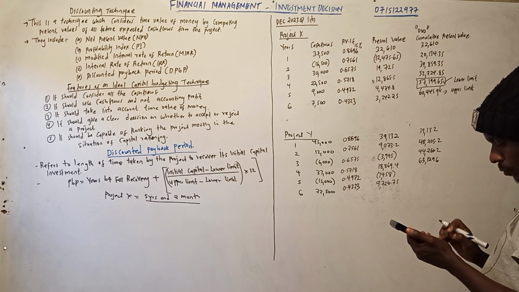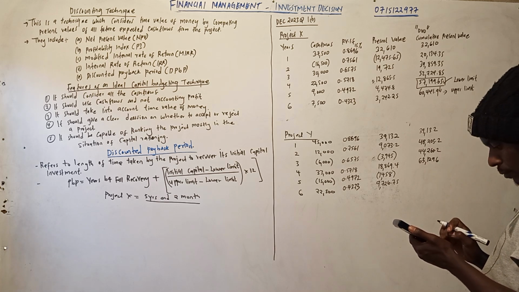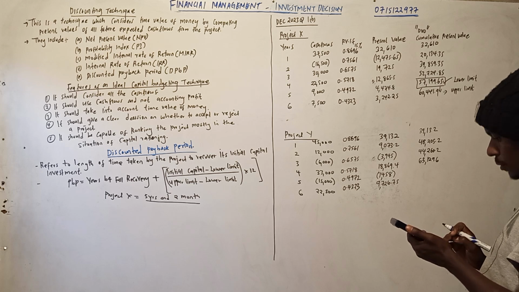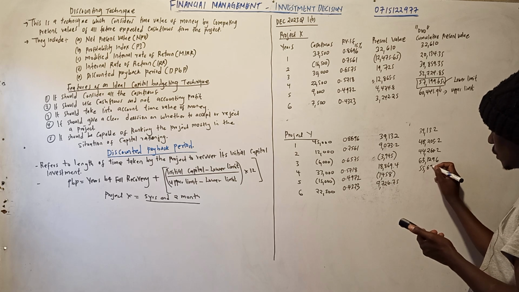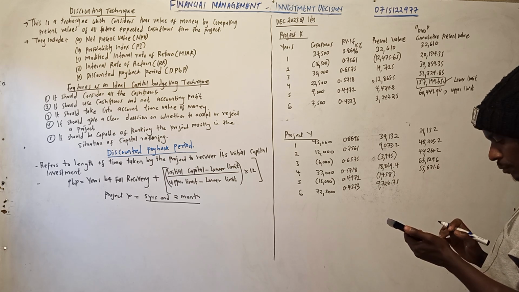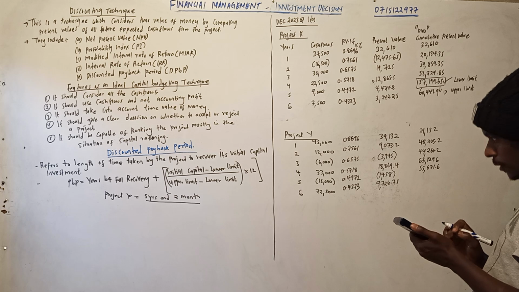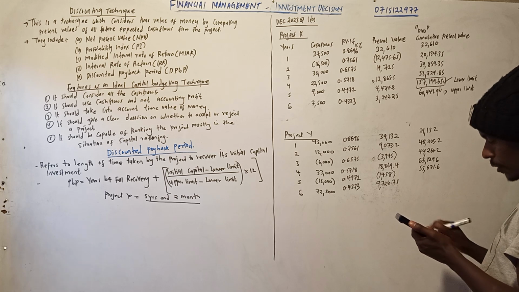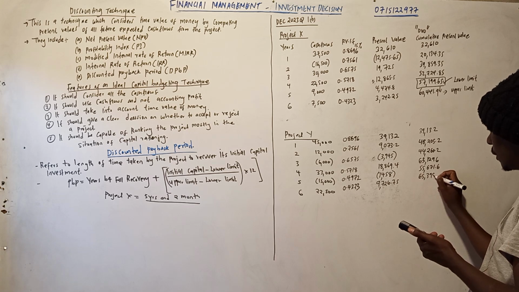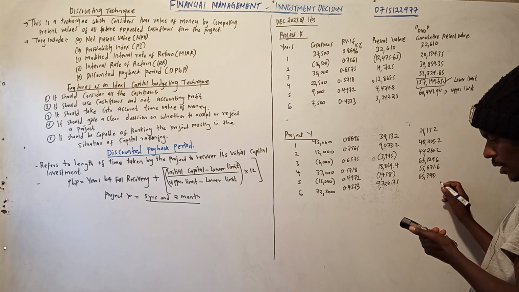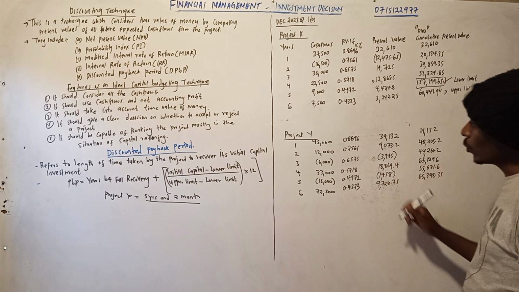63,129.6, minus 7,458, which is 55,671.6, plus 9,726.75, which is 65,398.35. So what was the cost of project Y?